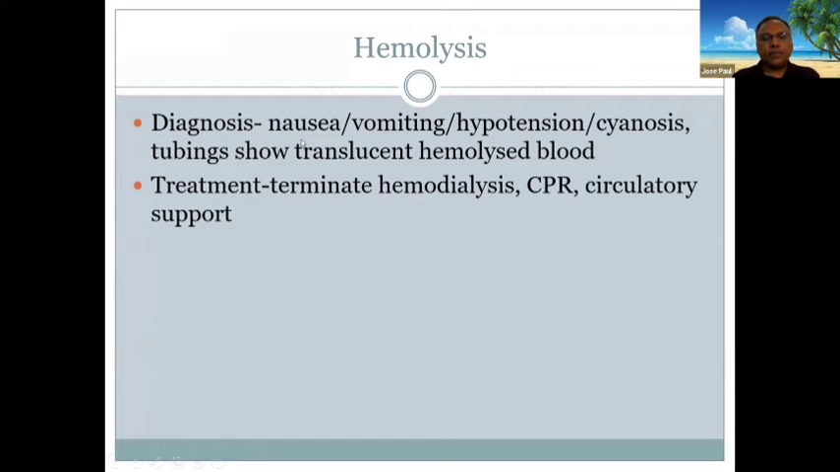For diagnosis, often the patient will complain of nausea, vomiting, hypotension, cyanosis, and the tubings will show a characteristic translucent hemolysed blood. You have to terminate the hemodialysis, and it's a medical emergency. It can lead to hyperkalemia and cardiac arrest. And you have to support the patient with circulatory support. Don't return the blood, and you have to discard the tubings, everything, and you have to analyze what is the cause of hemolysis.